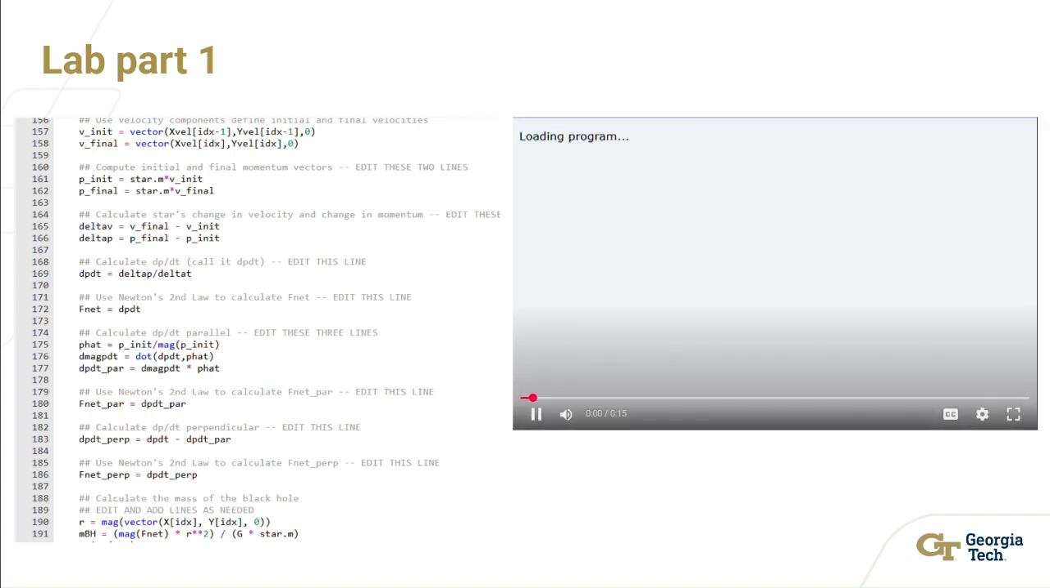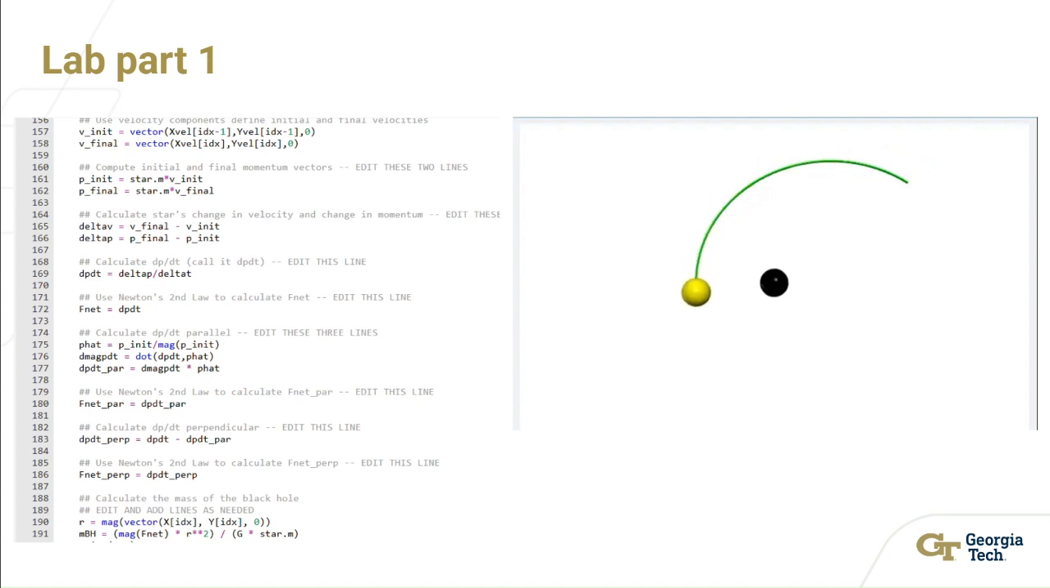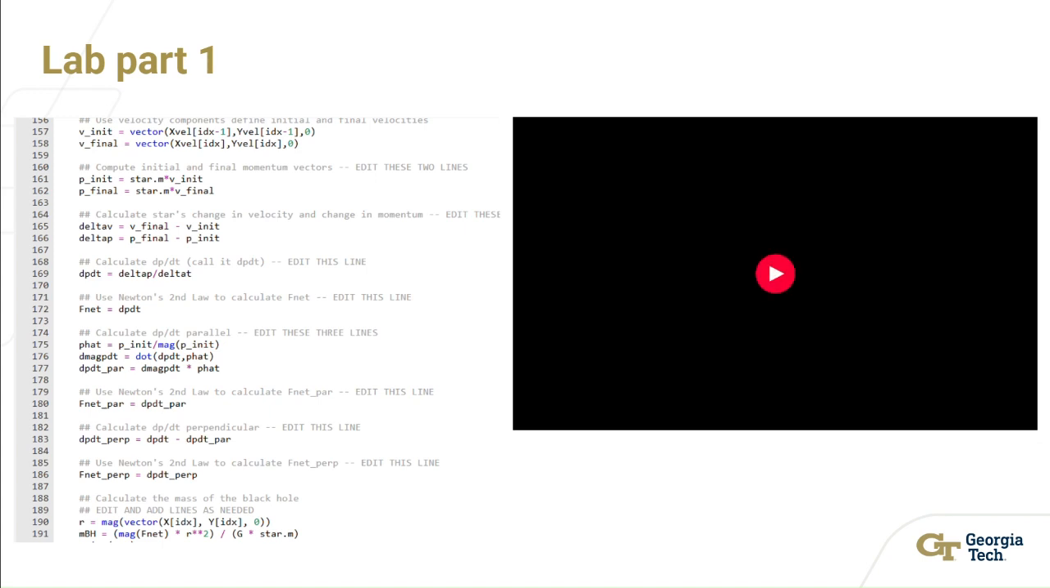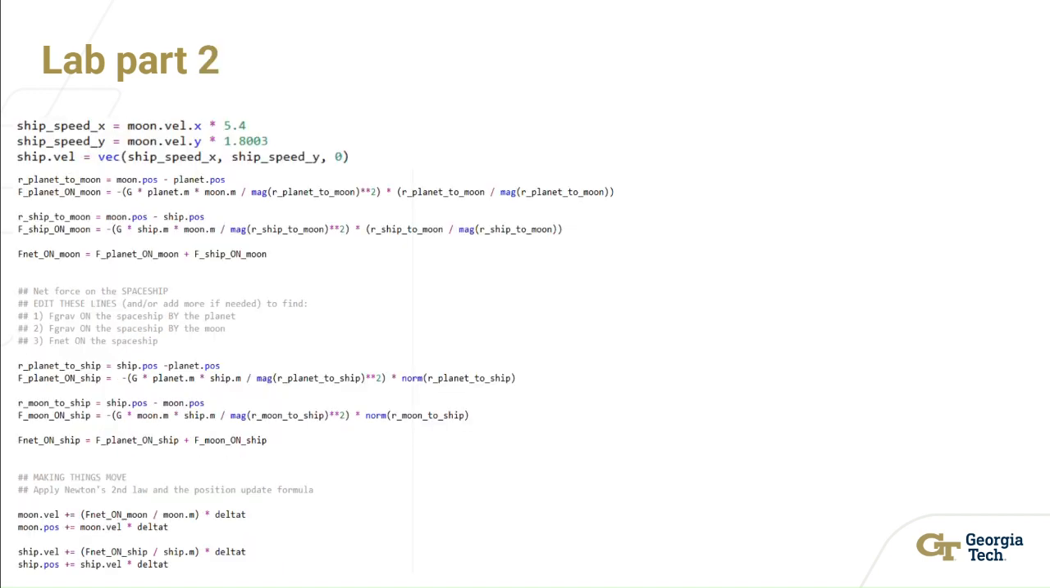Now here is a simulation of the first part of the lab. We can see that the star is completing a full orbit around the black hole, and that the mass of the black hole is constantly changing. This is because for each time step, the initial velocity and force of the star is constantly changing as well. To find the mass of the black hole, we must first find the parallel component and the perpendicular component of the force of the black hole, and then use its force to calculate the position and velocity of the star. This in turn allowed us to calculate the mass.